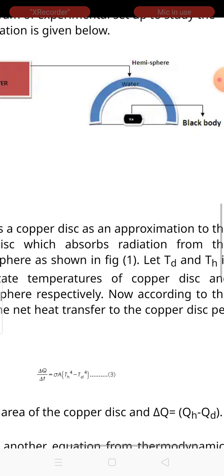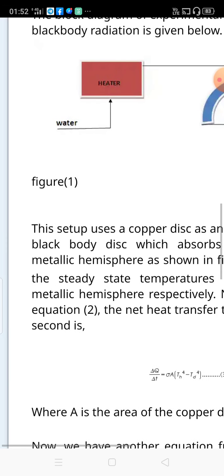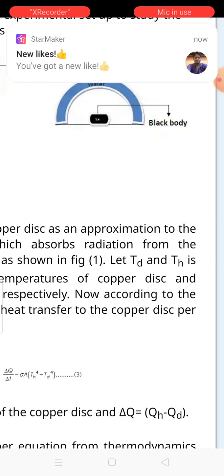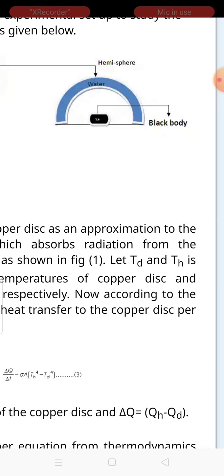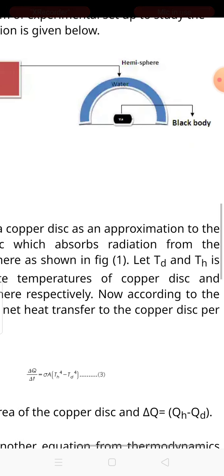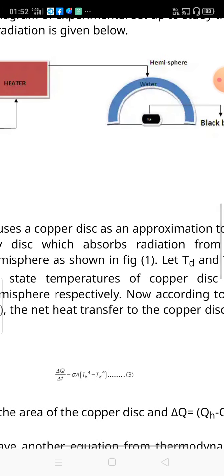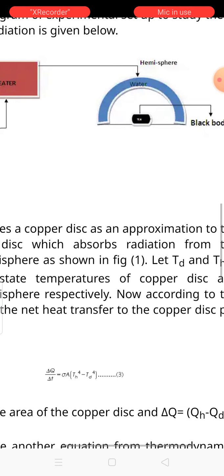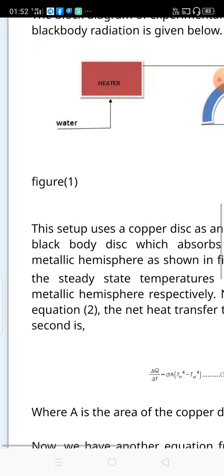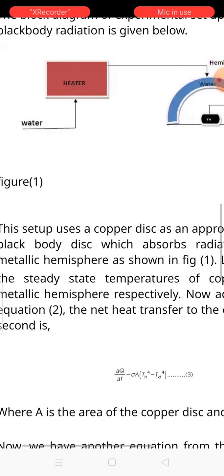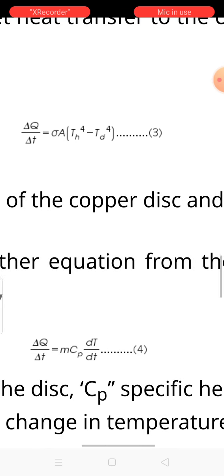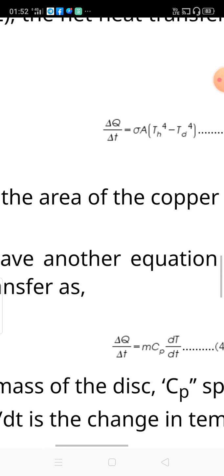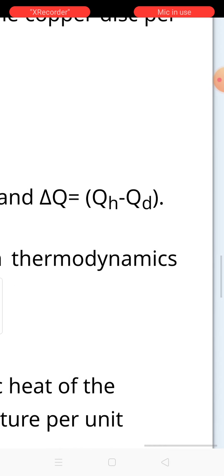The steps use a copper disc as an approximation to a black body disc which absorbs radiation from the metallic hemisphere as shown in figure 1. Let Td and Th be the steady state temperatures of the copper disc and the metallic hemisphere respectively. Now according to equation 2, the net heat transfer to the copper disc per second is delta Q by delta t equals sigma A (Th to the power 4 minus Td to the power 4), equation number 3, where A is the area of the copper disc and delta Q is QH minus QD.